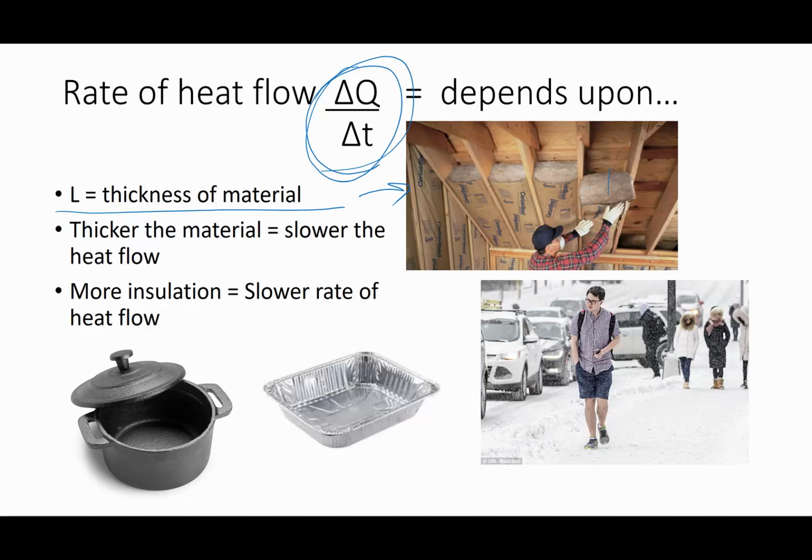It also has to do with things like a cast iron pot and aluminum pan. This cast iron pot is much thicker, and because it's much thicker, heat is going to be maintained. It's going to take a lot longer to heat it up, but it's going to cool down much more slowly. If you've ever cooked anything in a little aluminum pie pan, it heats up quick, but boy, howdy, does it cool down quick. It's not useful to keep something warm.